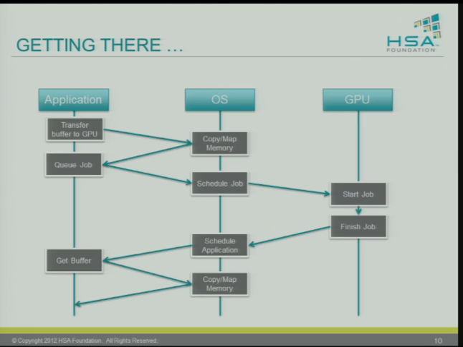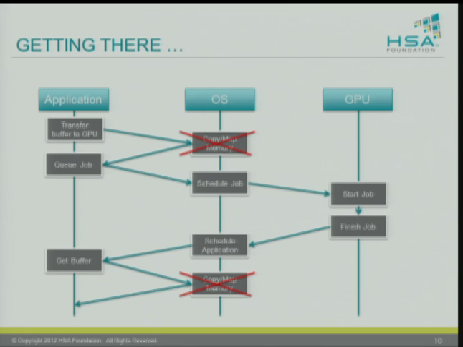Okay, so let's go back and look at our original picture. With that shared virtual memory, how does this picture change? Well, we can move the OS out of the picture when it comes to copying memory back and forth or doing the memory mapping tricks between the CPU and the GPU. So that goes away. So we're getting there. Things are a little bit better, but there's still a long way to go.